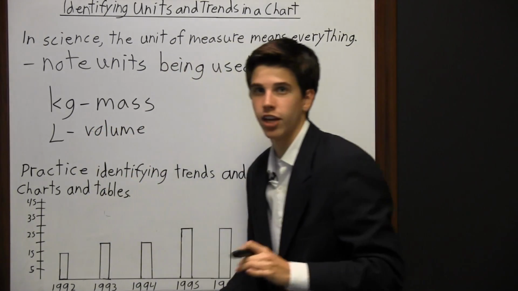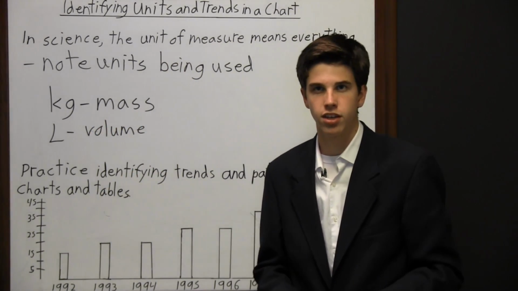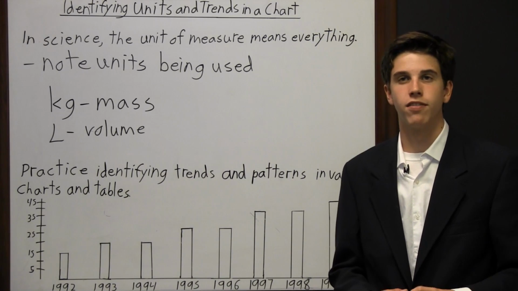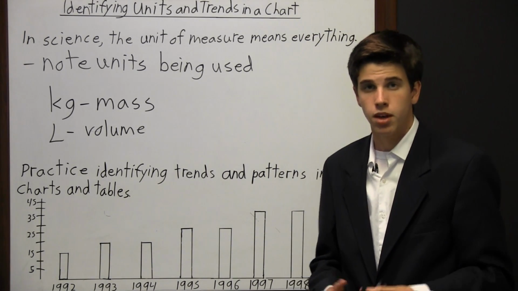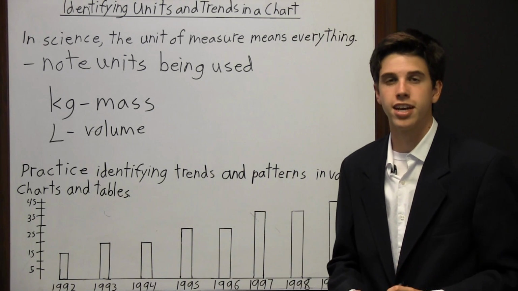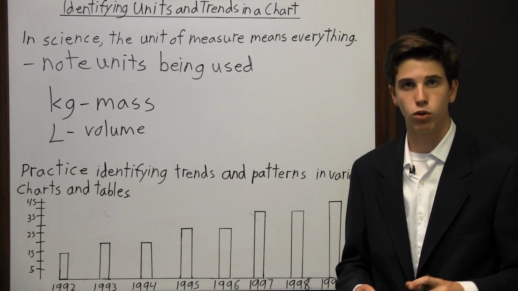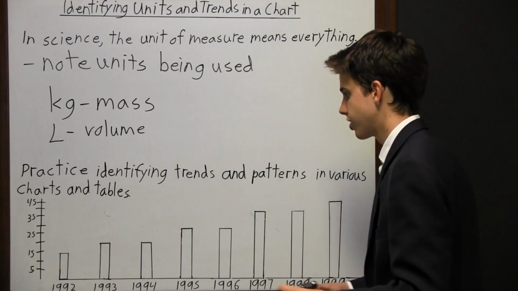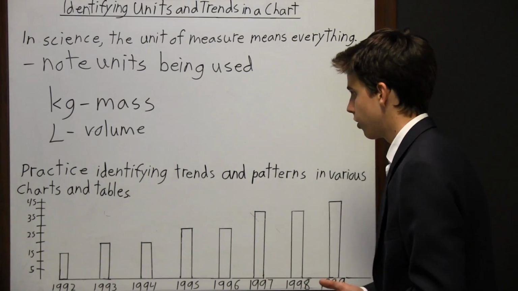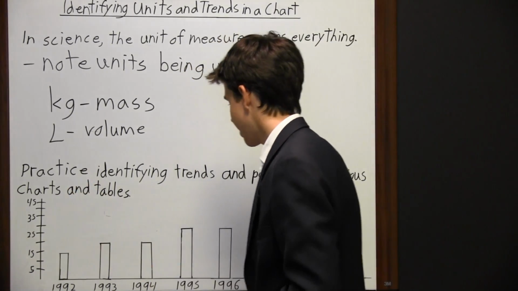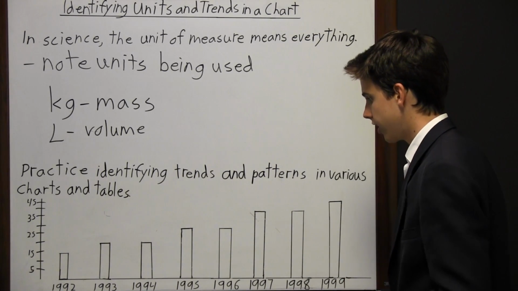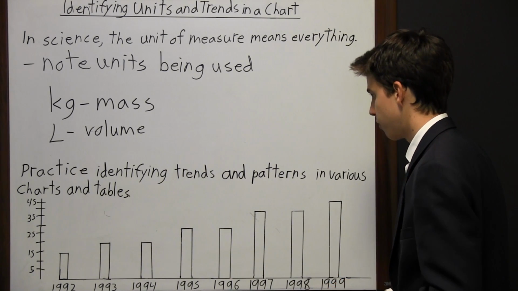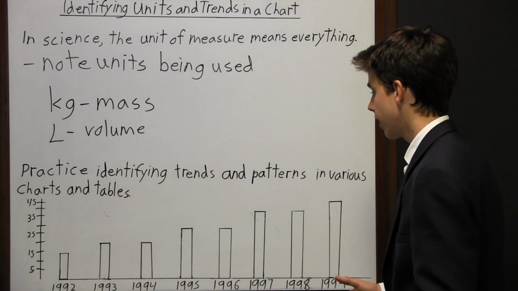In addition to having a good understanding of units, you should also practice identifying trends and patterns in various charts and tables. By studying a bar chart, for instance, you should be able to note the trend and the quantity of a given variable over time. So right here, we don't know exactly what we're measuring, but that's not important. You should be able to look at this bar graph and see a trend here. And after looking at it for a couple of moments, you should be able to notice that every other year, the quantity rises.